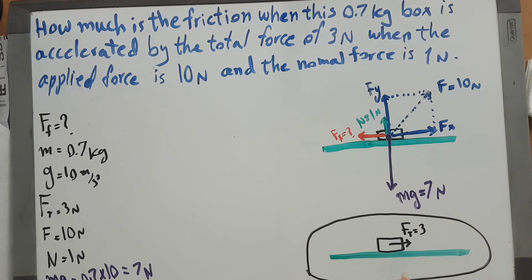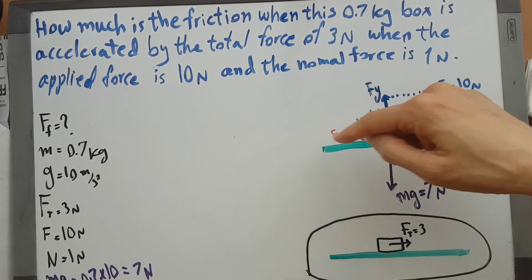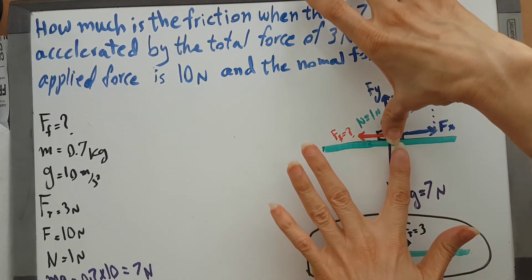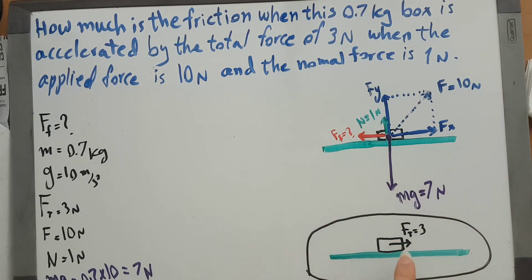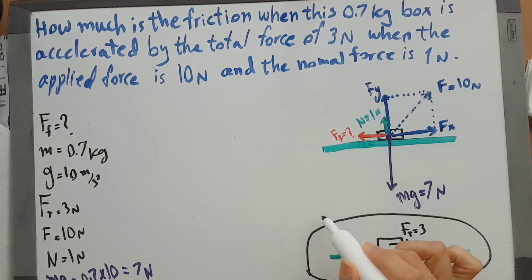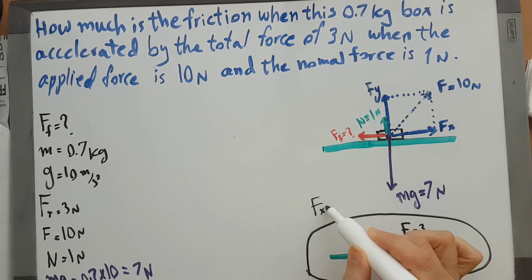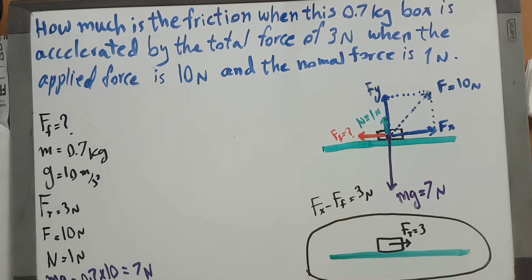And now, the only things I have are these vertical and horizontal forces, and the vertical ones completely cancel each other, and the Fx minus Ff will give me this 3. I know that the Fx minus Ff will give me 3 newtons. So only if I have the Fx, I can find the F of friction.